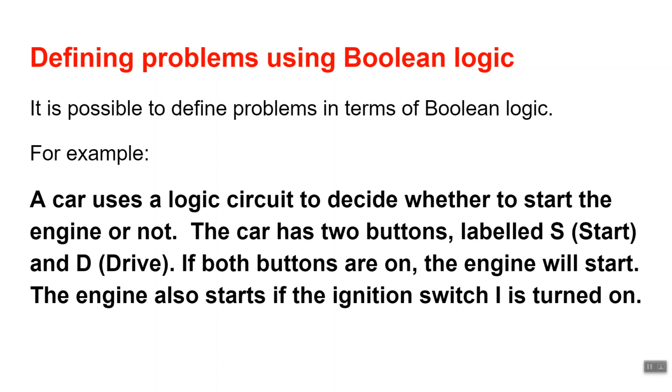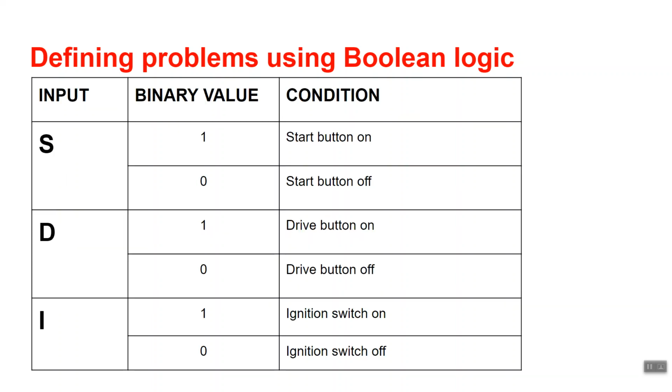If both buttons are on, the engine will start. The engine also starts if switch I is turned on. So it's just written in normal English, and we need to define that in terms of Boolean logic. So this is how we might actually do that.